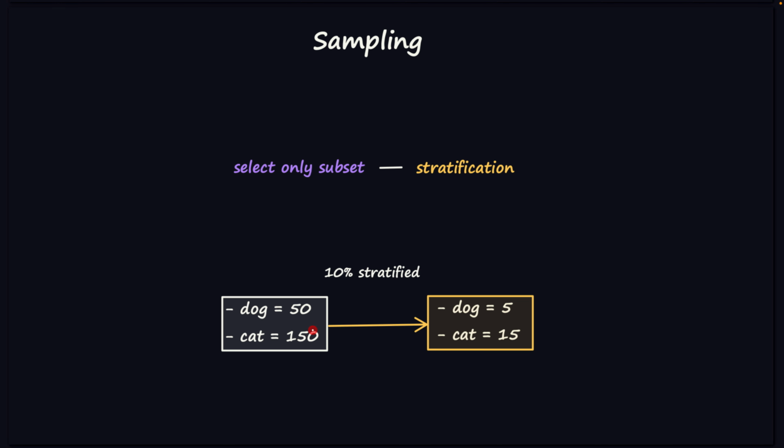So in this example, we have taken a 10% stratified sample. So we have 5 dogs and 15 cats. This is still 25% dog and 75% cat. So this type of sampling is called stratified sampling, and in many machine learning and data science tasks, this type of sampling is preferred over random sampling. This is because it is important to maintain the underlying distribution of the data set, because that may represent the real population.